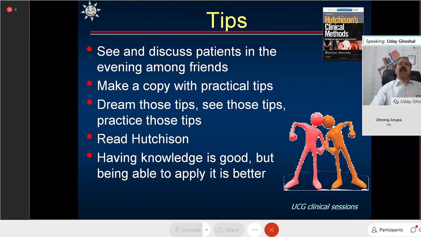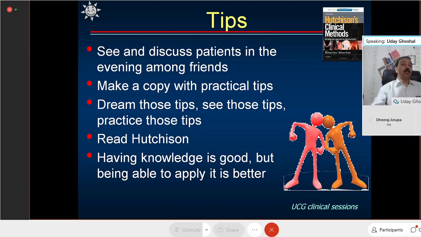So tips. What I would tell you is see and discuss patients in the evening among friends. And when you discuss, you always read, like a lot of my slides I made from a surgery book called Mangot. That is a very good book for retroperitoneal lump, intraperitoneal lump differential diagnosis. Make a copy book with practical tips. All these retroperitoneal, intraperitoneal tables, you should have ready in your copy book. That's why I'm trying to write that book, so that you don't have to write in your copy book. The book will have all this.